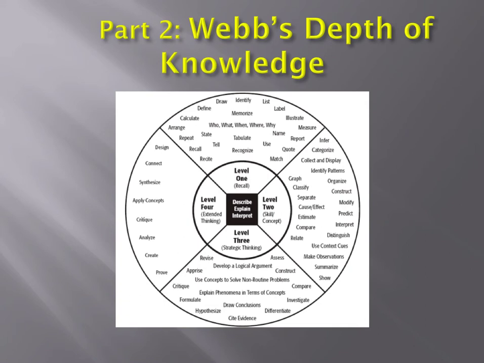Welcome to section 2, Webb's depth of knowledge. Here is Webb's depth of knowledge wheel. You can see it is divided into 4 levels, with each level building upon the one before it. In the next several slides, we will work together to break each level down.